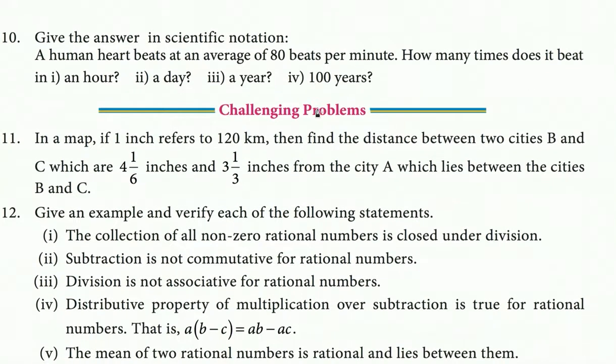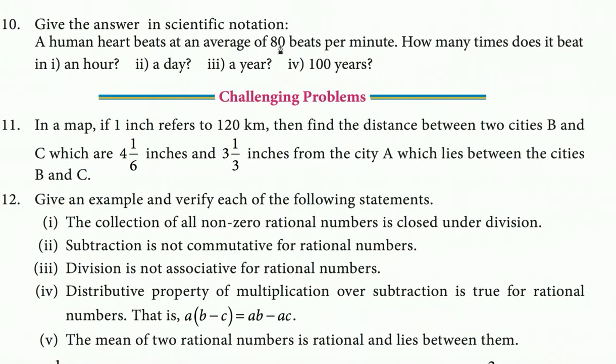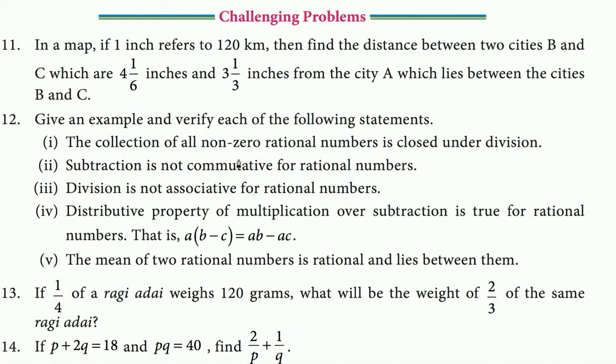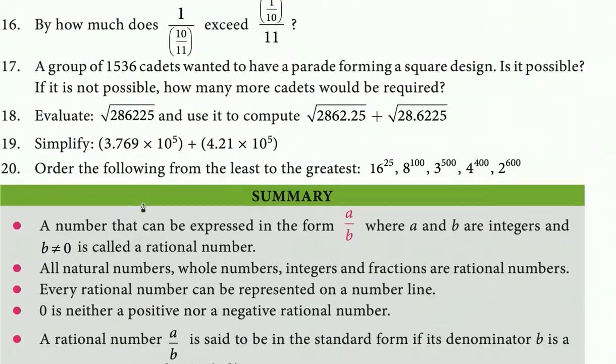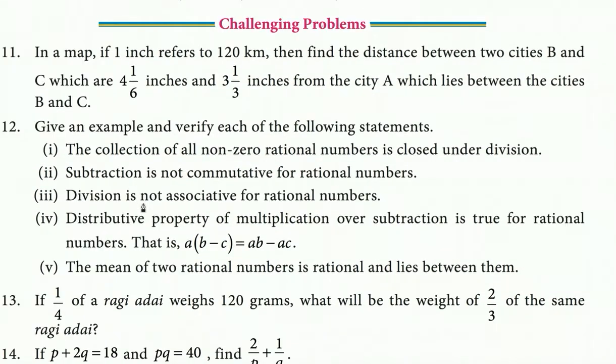Give the answer in scientific notation. A human heart beats at an average of 80 beats per minute. How many times does it beat in 1 hour? One hour has 60 minutes, so 80 into 60, 4800. In a day, 4800 into 24. In a year, 4800 into 24 into 365. For 1000 years, 365 into 1000. Okay. So these are challenging problems. So far, those problems are not challenging.